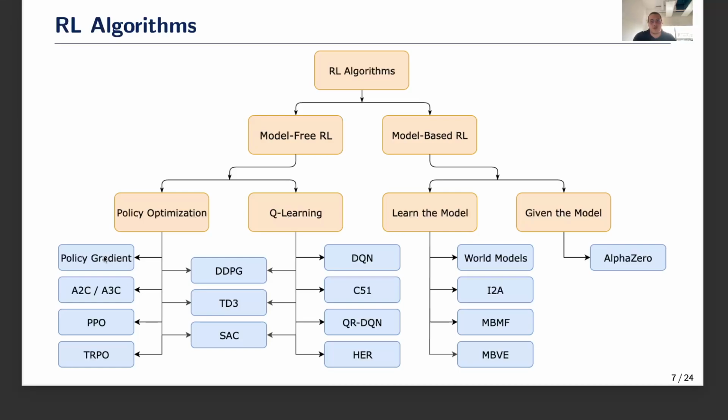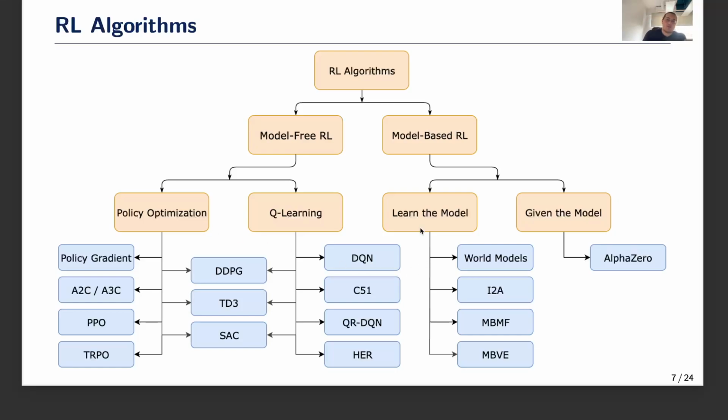C51, which models the full distribution over returns. It's like distributional RL. QR-DQN is some version of the classical deep Q-learning network. And here, I don't remember what this algorithm is. And there are some common algorithms that use strategies from both methods. There are off-policy actor-critic methods, blending value and policy learning.